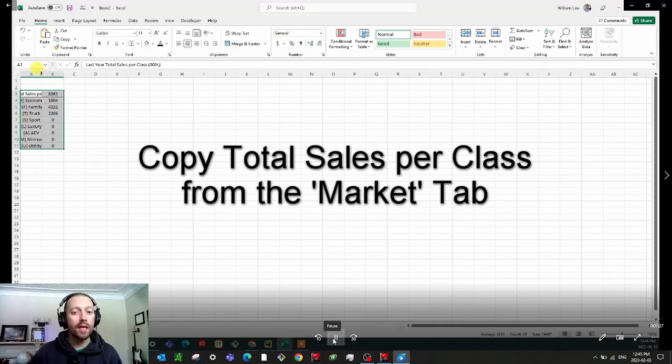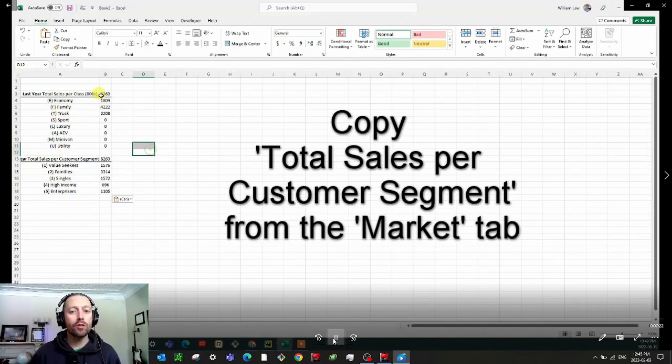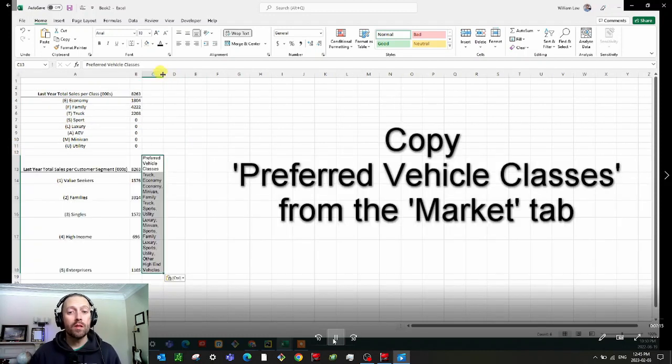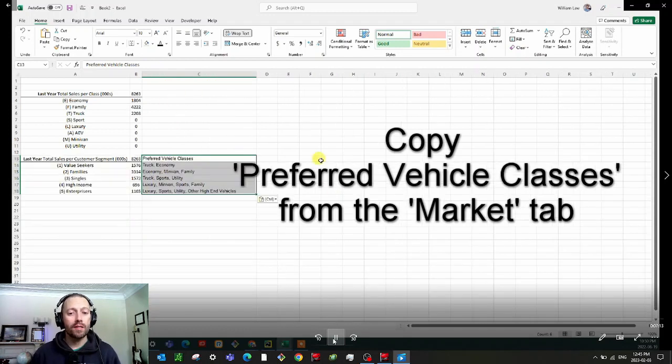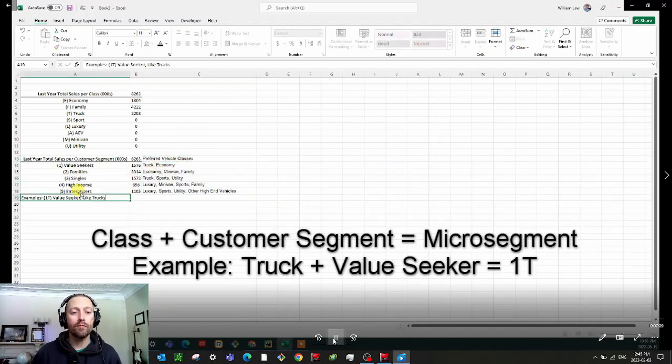Estimate new vehicle sales. Away we go. So we take the total sales per class from the market tab. And then we also copy the total sales per customer segment from the market tab. The preferred vehicle classes from the market tab also come with us. We're going to use all of this information to figure out our microsegment size.